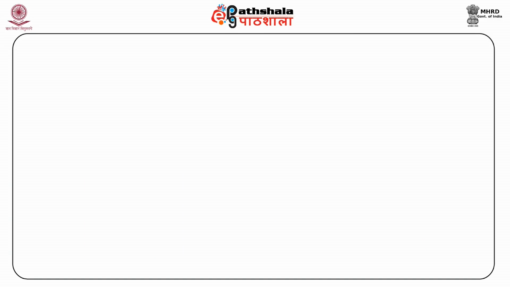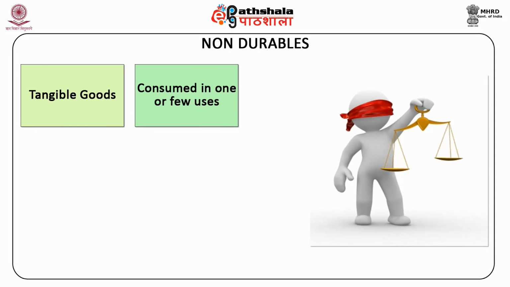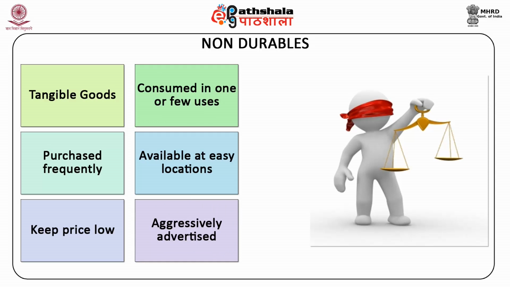The first type we will discuss is non-durable goods. Non-durable goods are tangible goods that are normally consumed in one or few uses and purchased frequently. Examples include fruits, vegetables, toothpaste, soaps, talcum powder, etc. Because these goods are consumed quickly and purchased frequently, the marketer tries to make them available easily at various locations, keeping low prices and advertising aggressively to induce trial and purchase and build preference.